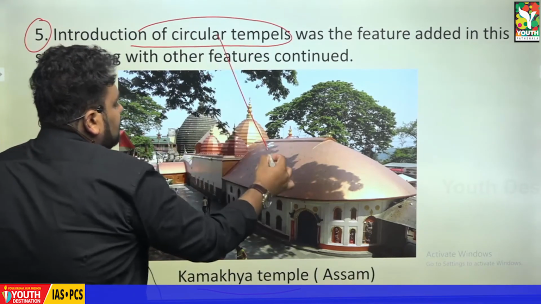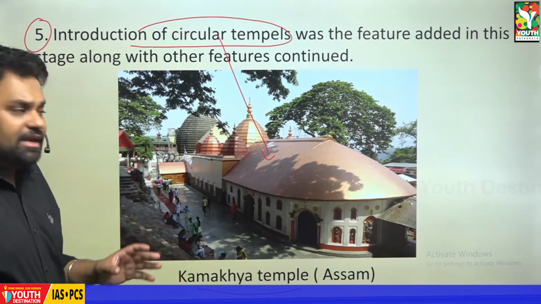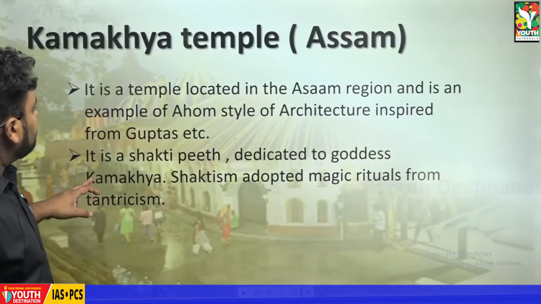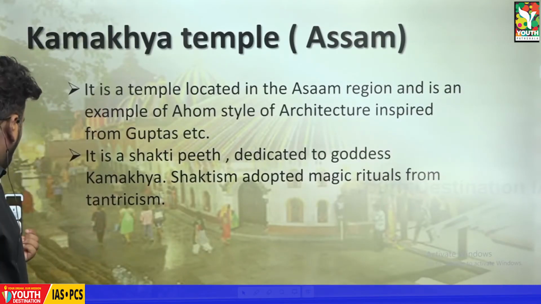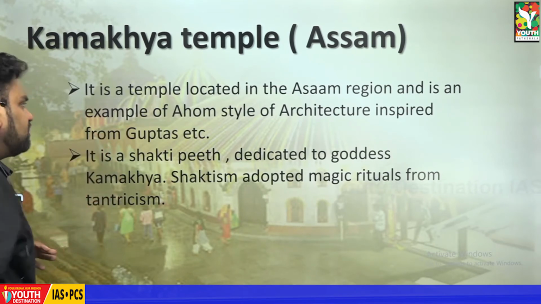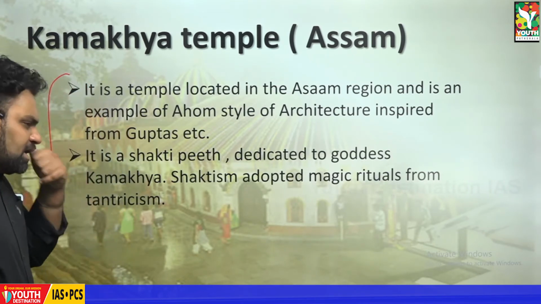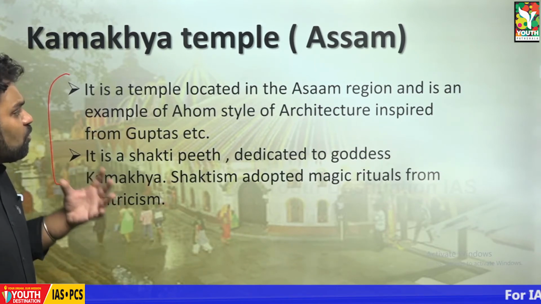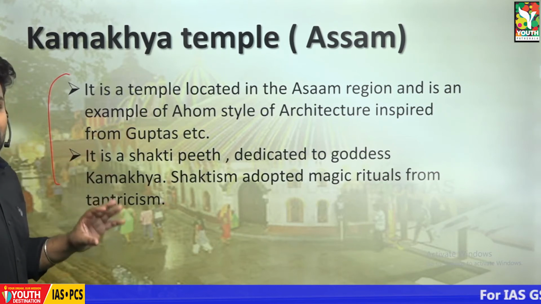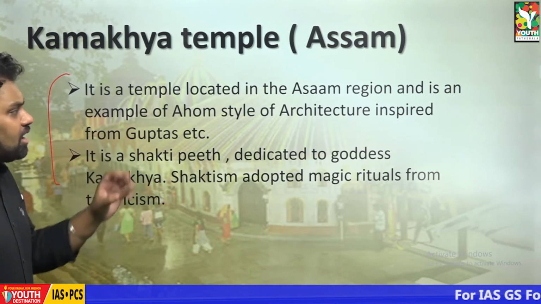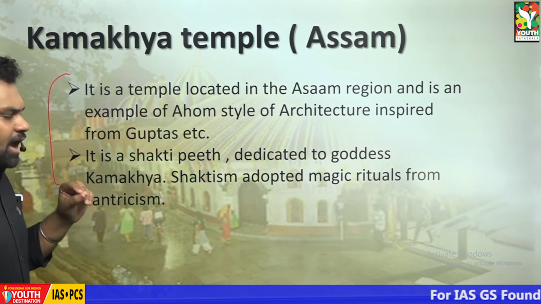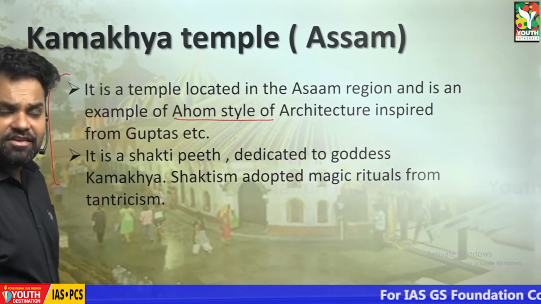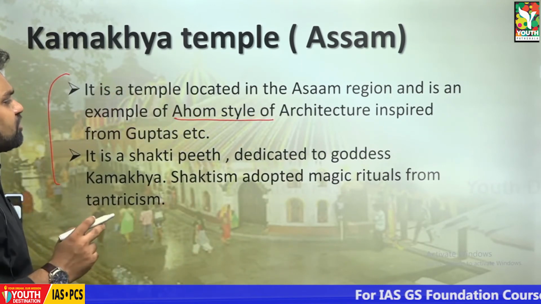So now you can see the circular temples being made. So that was a feature in the fifth stage. And when you're talking about the Kamakhya temple, what I'm going to tell you is that Kamakhya temple is not only important for the fifth stage, but Kamakhya temple is very important itself also. Why? Sabse pehle to ye samajhna padega ki Kamakhya temple hai kahan pe. It is in Assam. And who constructed it? It was the Ahom dynasty.